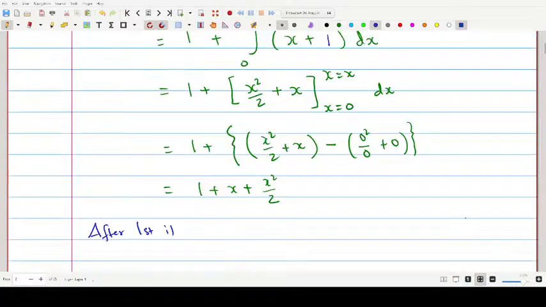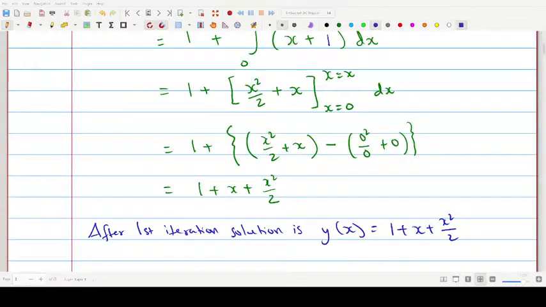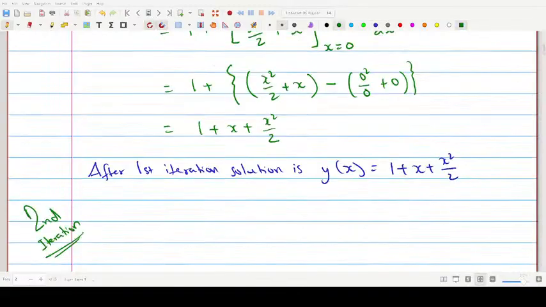So after the first iteration, our solution is y of x equals 1 plus x squared by 2. That is the solution after the first approximation or the first iteration. Now, we can do 2 or 3 iterations, maybe one more iteration, and then we can move on to the next method, right? The formula that we had written previously, y equals y naught plus integration of 0 to x f of x comma y dx, right?